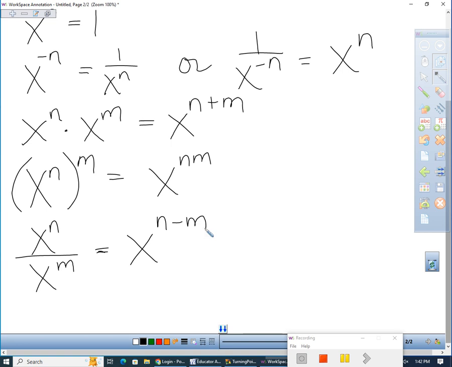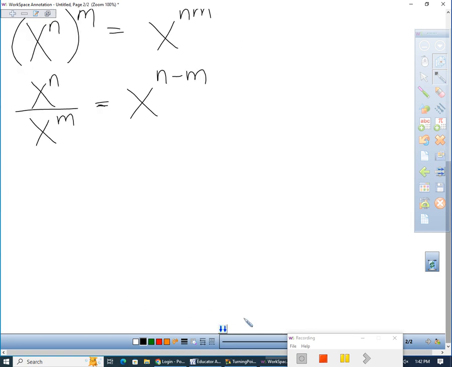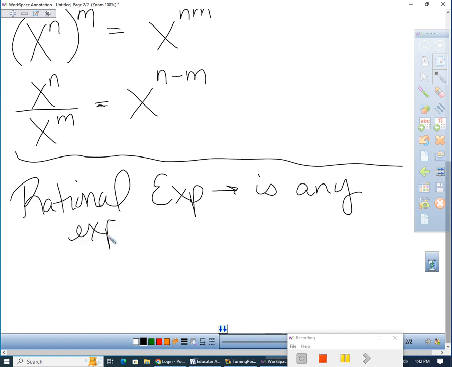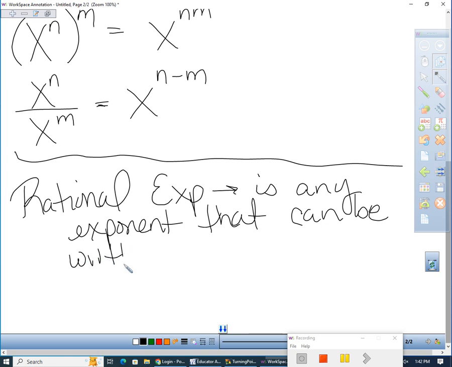So some of these rules are going to come into play today and tomorrow. They're going to be important. Okay? So I wanted to make sure I reminded you of those. So when we talk about a rational exponent, it is any exponent that can be written in fraction form.